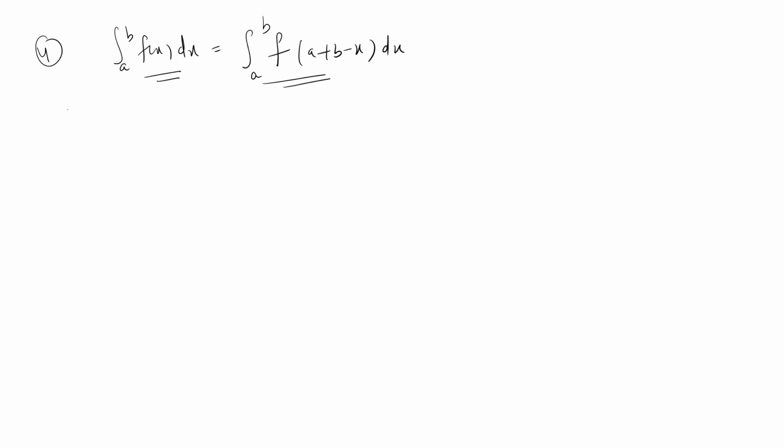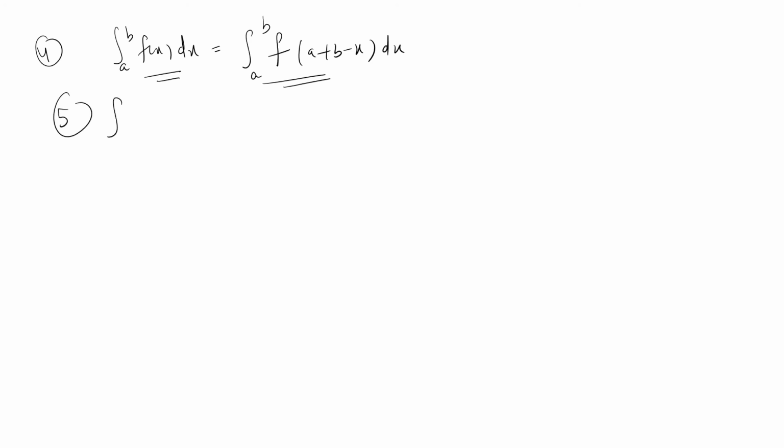Property number 4. Property number 4 of definite integral says that integral a to b f(x) dx. Right? We will apply and we will find. You have proofs of these properties also. Right? So someday if we will require, then we will use them. Okay. So a to b, and it can be written as f of the sum of the two limits minus x, dx. Right, this function can be written like this using the property of definite integral.